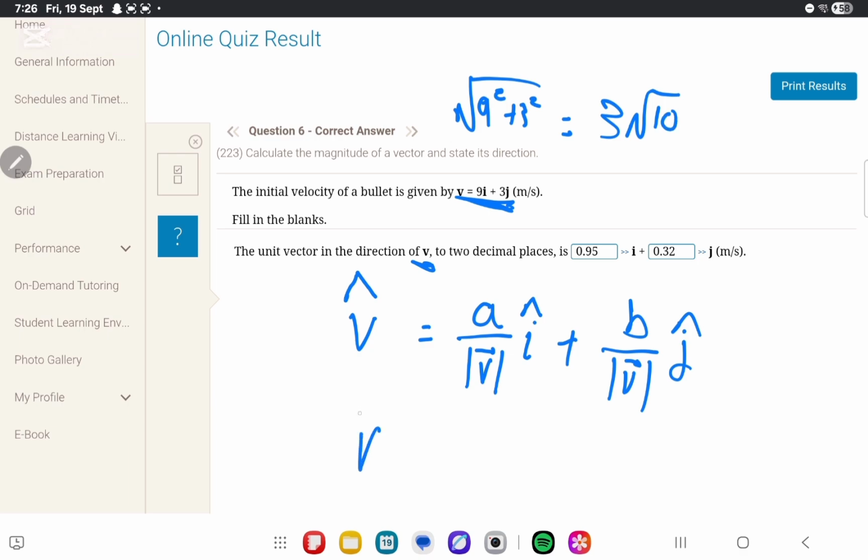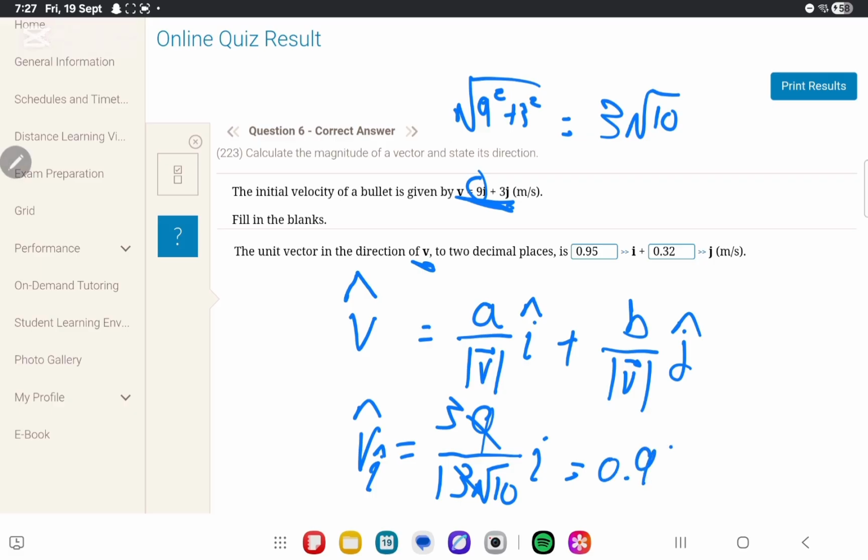Okay, so now the unit vector of v is going to be, we're going to take the coefficient of i first, 9 over the magnitude 3 radical 10 i. This is going to simplify, let's approach this step by step. So the 3 here cancels 3, so 3 over radical 10. For the i, it's going to be 0.95 i. Now for j, let's erase the magnitude because I don't need it anymore, I already know it.